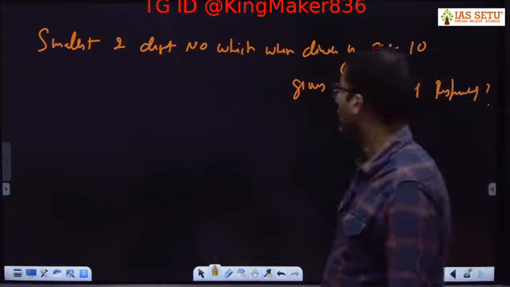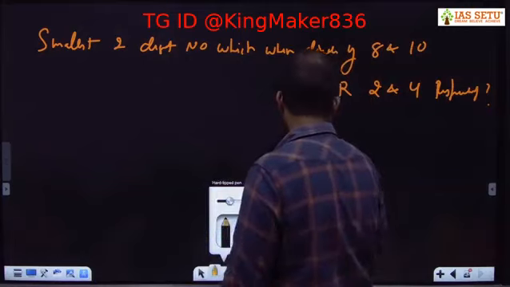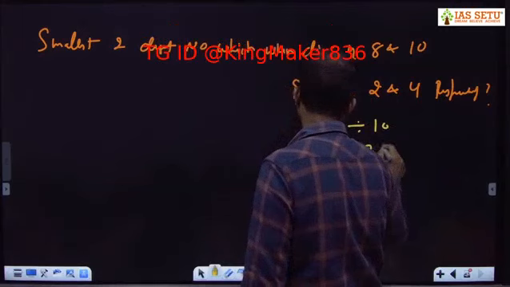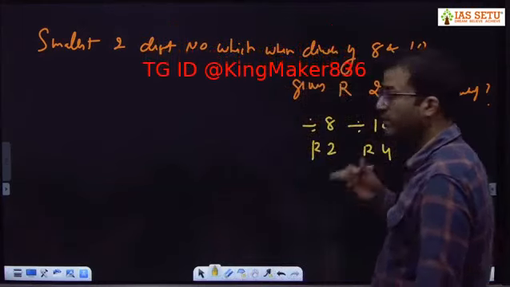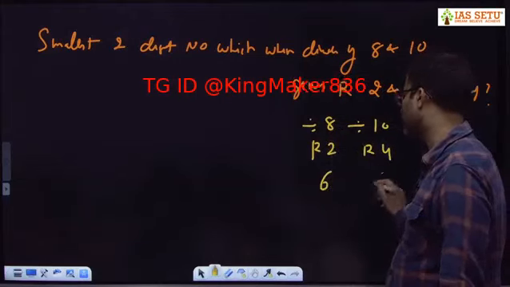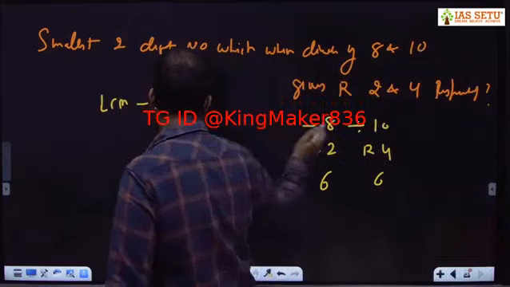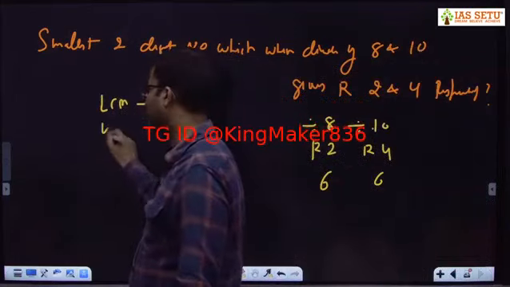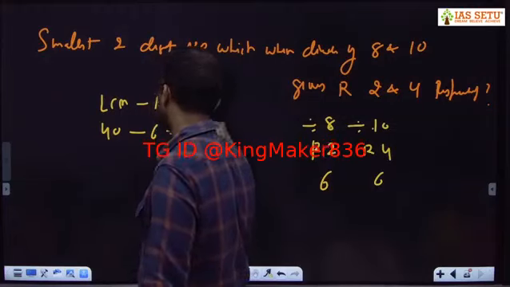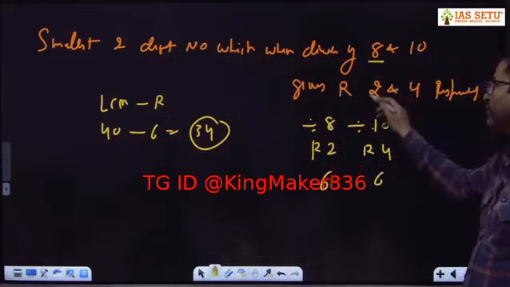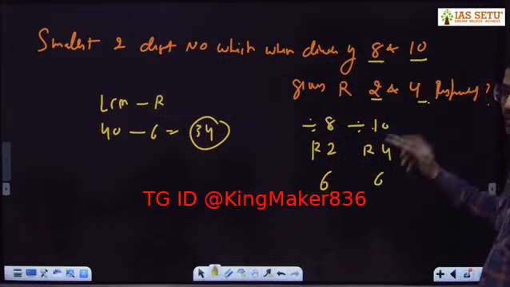Done. So when divided by 8, you get remainder 2. When divided by 10, you get remainder 4. So here the positive remainders are different. Negative remainder is 6, 6. Your answer is LCM minus R. What is the LCM of 8 and 10? 40 minus 6. So your answer is 34. 34 is that number. When you divide by 8, you get remainder 2. When you divide by 10, remainder 4.